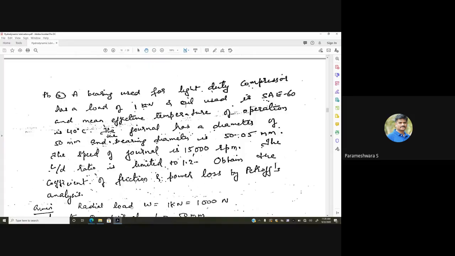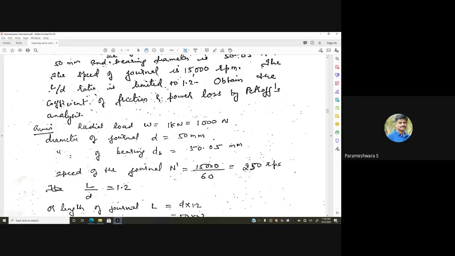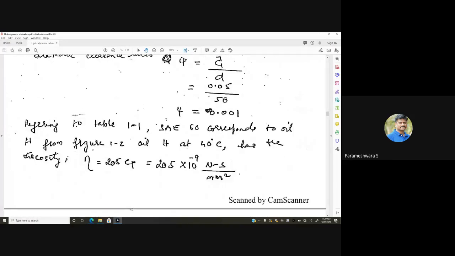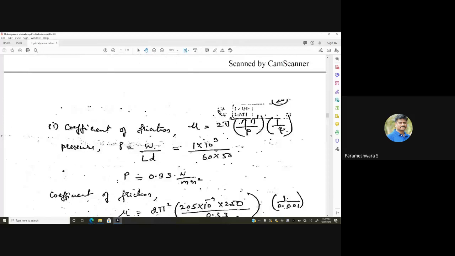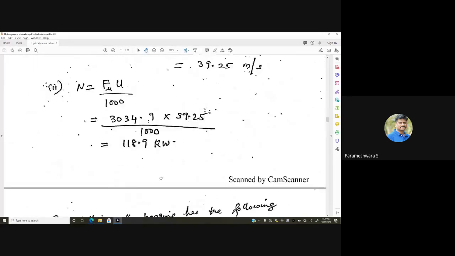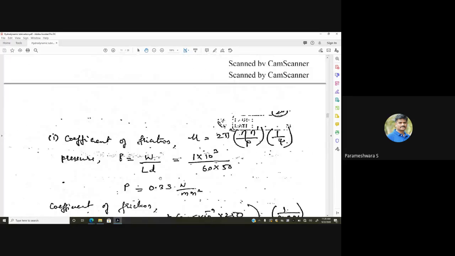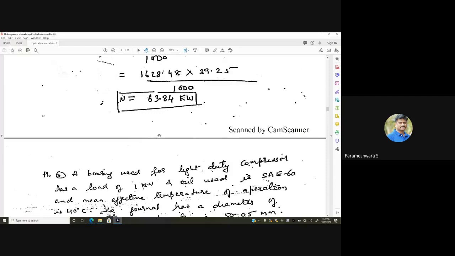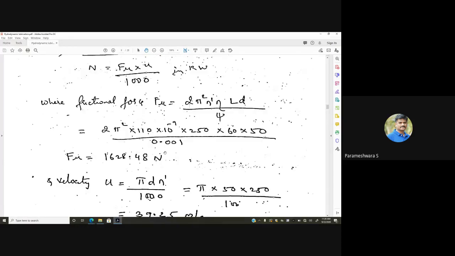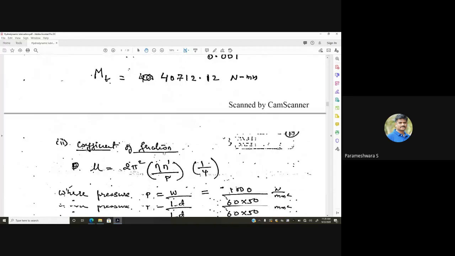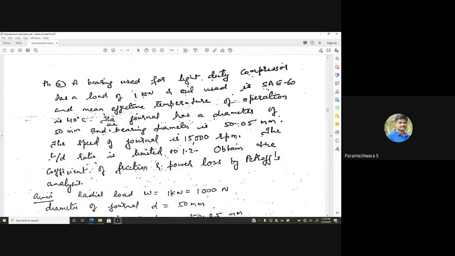I think I have solved this problem. If I may remember, I think I solved it in the previous class. Okay, so I will take up one more problem in hydrodynamic lubrication.